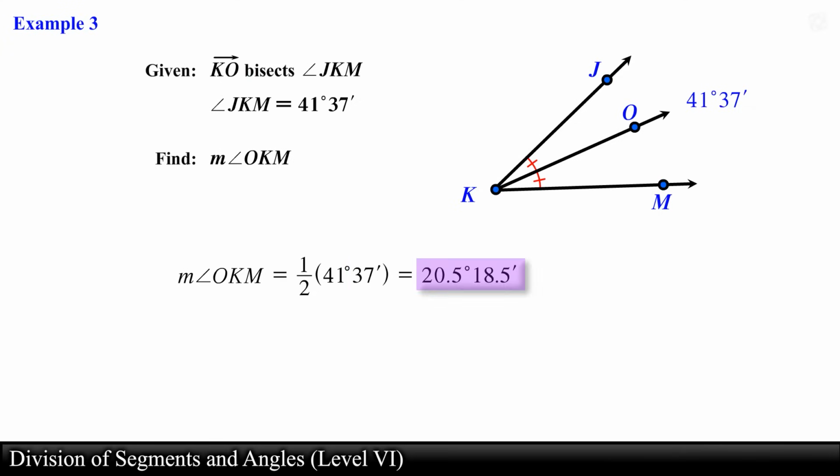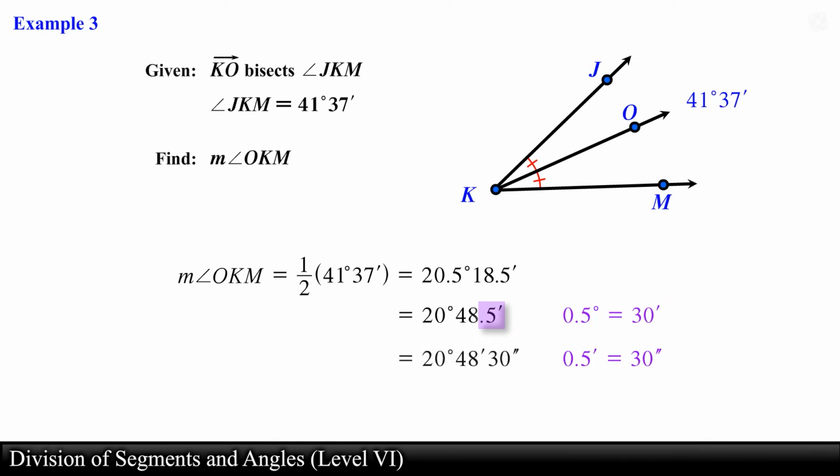Now it is just a matter of simplifying this angle. Notice that we have 20.5 degrees and 18.5 minutes. Let's rewrite the half degree into 30 minutes and add it to 18.5 minutes. We now have 20 degrees, 48.5 minutes. The last step is to convert half a minute into seconds. So let's rewrite half a minute into 30 seconds. In the end, the measurement of angle OKM is equal to 20 degrees, 48 minutes, 30 seconds. And this is our final answer.